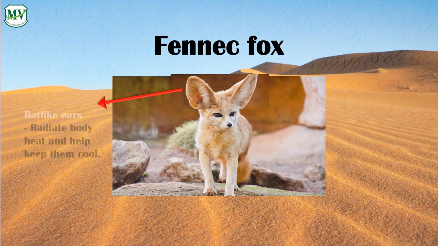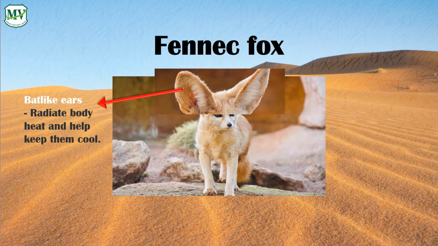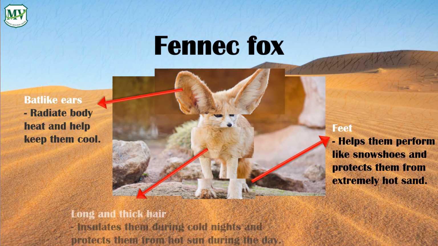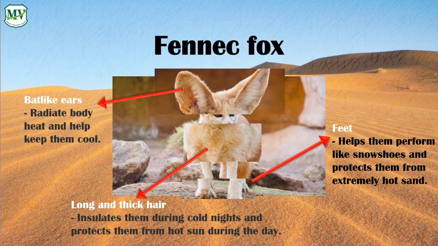Fennec fox has bat-like ears that radiate body heat and help them cool. Feet that help them perform like snowshoes and protect them from extremely hot sand. And long and thick hair that insulates them during cold nights and protects them from hot sun during the day.